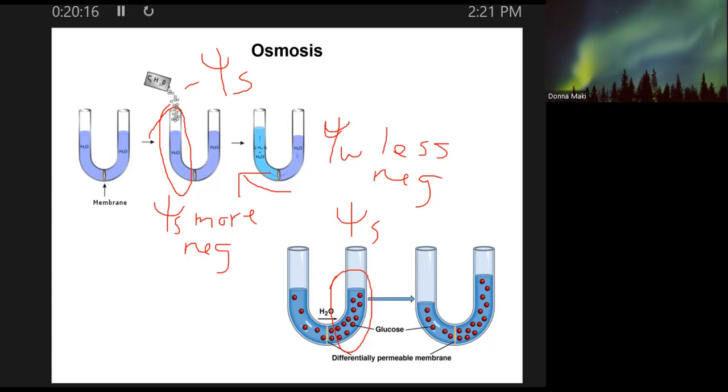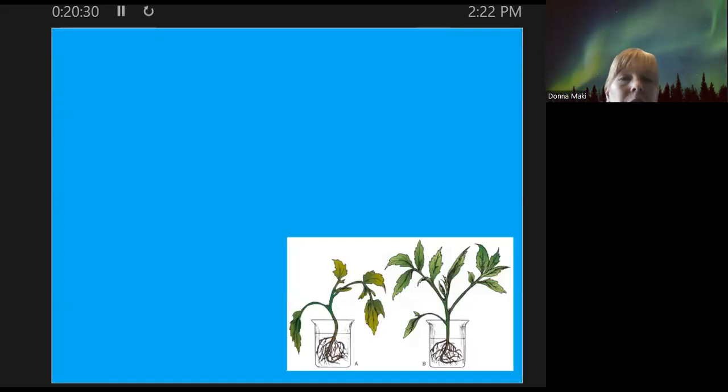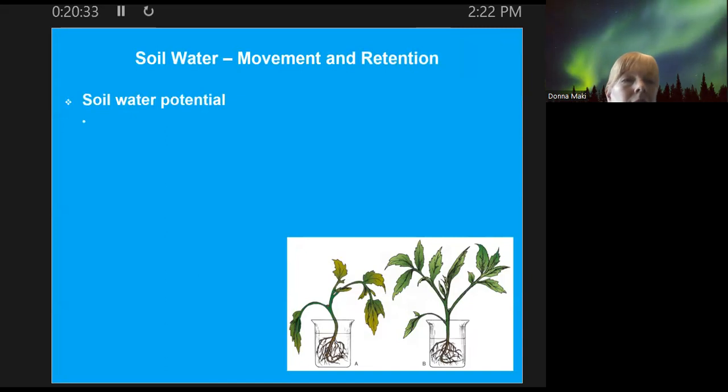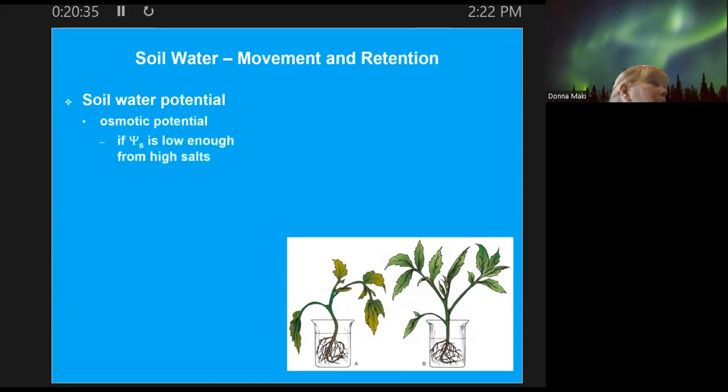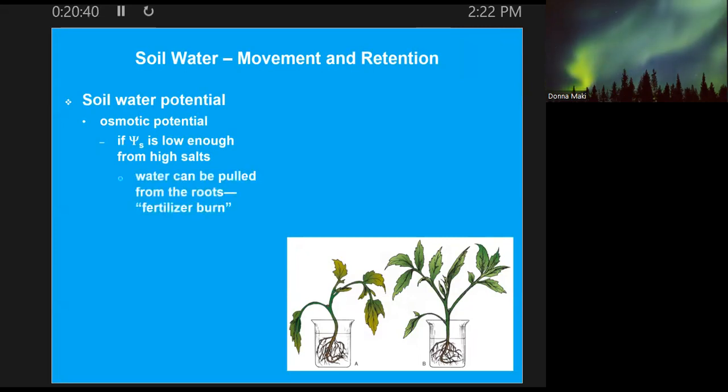Will water move into my plant as I'm irrigating this field, or do I have way too many fertilizer salts in the field and it's actually creating a situation where water is going to get sucked out of the plant? You might have heard the term fertilizer burn. That's what they're referring to. They're referring to the idea that you're actually getting the reverse of what you want. You're getting water exiting out of the plant because the water in the soil is too salty.